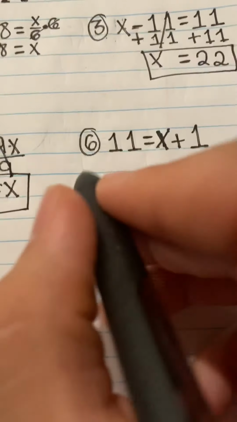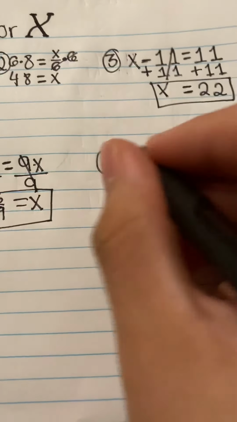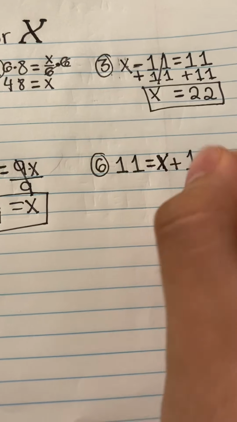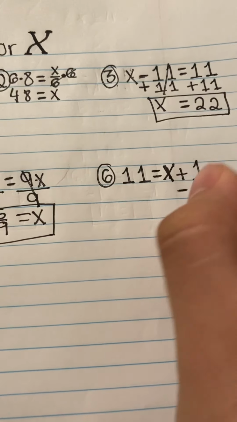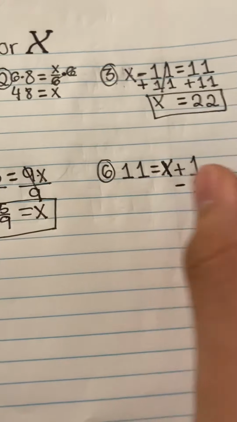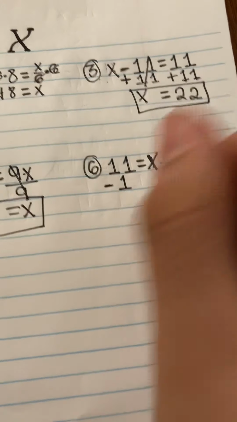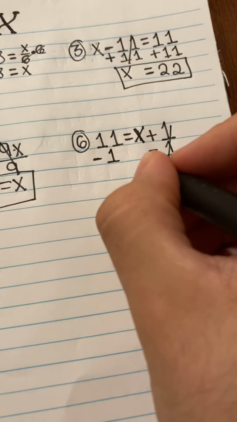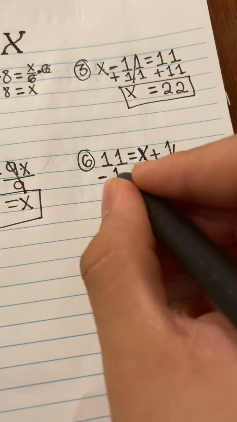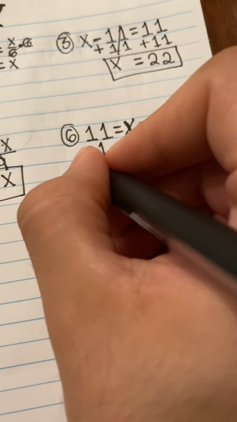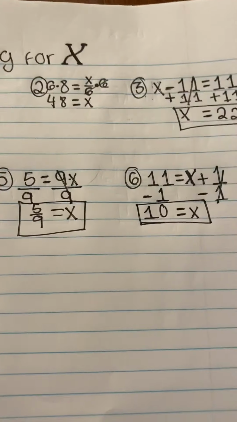Over here, 11 equals x plus 1. Here you see that you're adding, so the number with the x you're adding, so you're going to subtract. You're going to do the opposite, inverse operation, which tells you that you're going to do minus 1. And whatever you do to one side, you must do to the other, so here it is. This will cancel. You're going to be left with x equals 11 minus 1, which is equal to 10. So x will equal 10. And that's it.